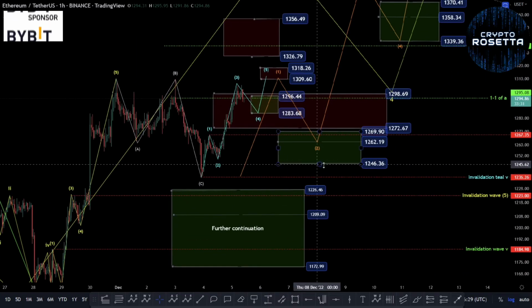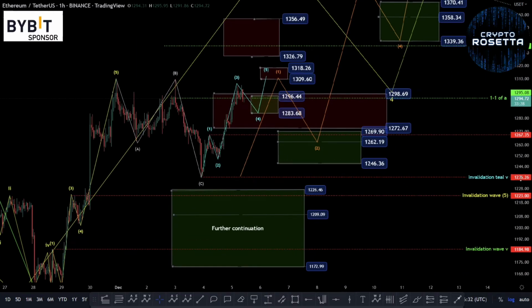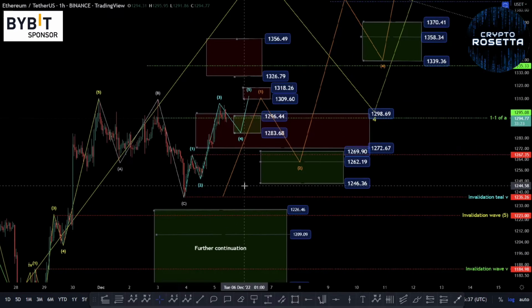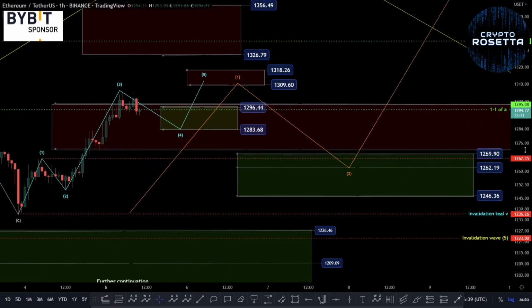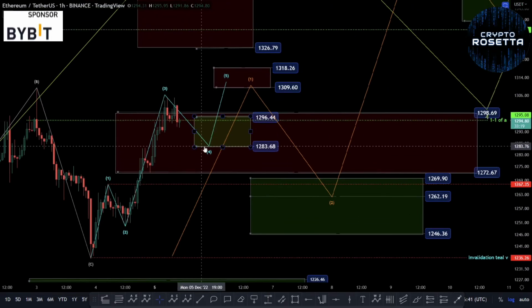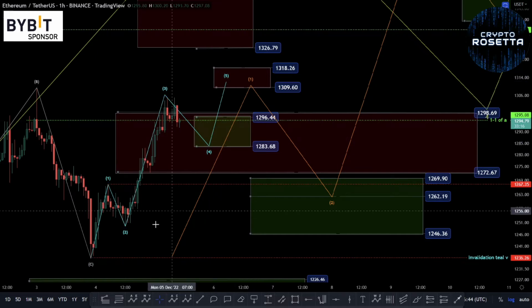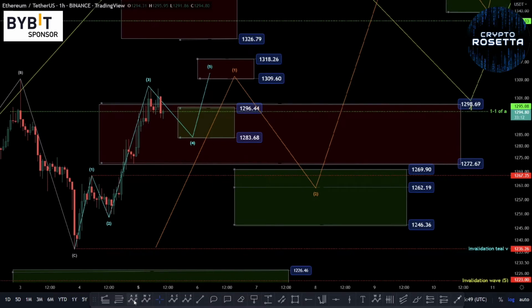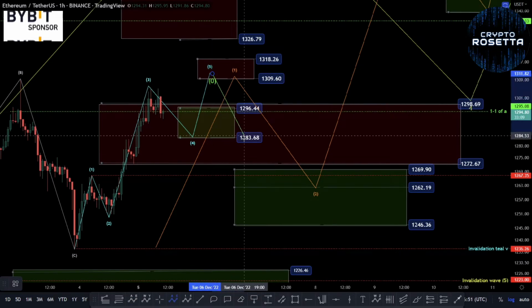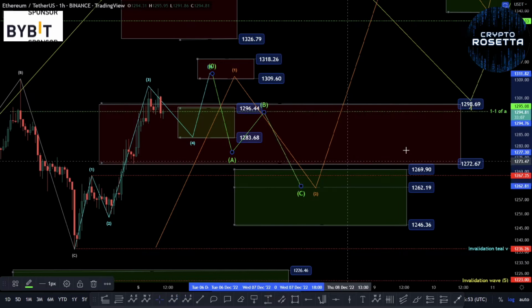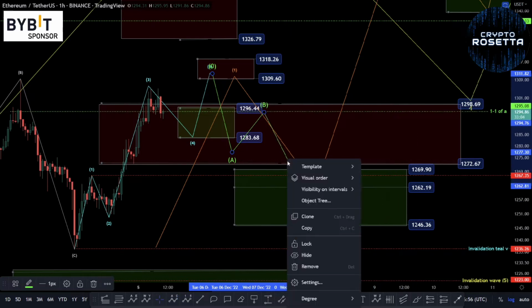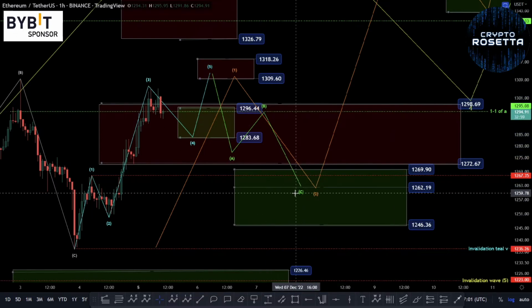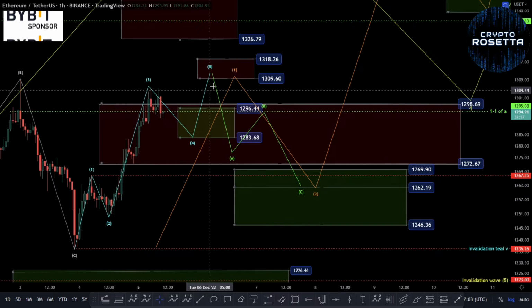So that would be invalidated by crossing this 1236 area, but provided we stay above that, what we could see happen within these moves is we could see this fourth wave play out, and this fifth wave. So this would be 1, 2, 3, 4, 5 to the upside, and then what we could then see is a 3-wave move to the downside, and basically this would then complete a potential 1 and a 2 within this move.